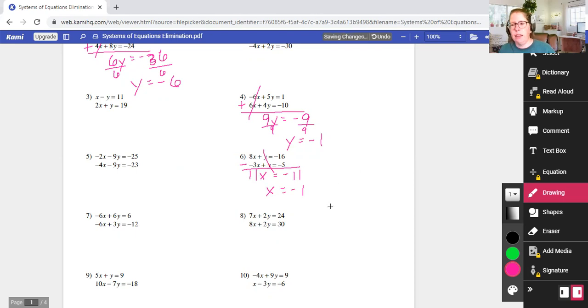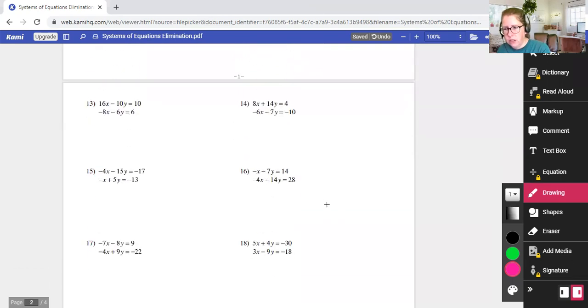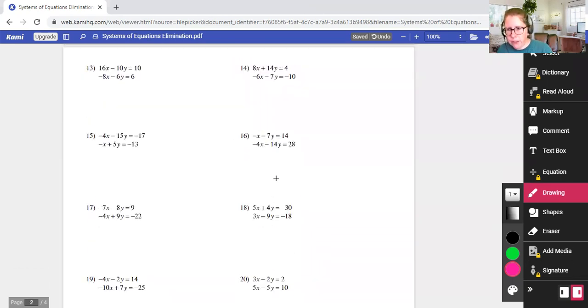Okay. And then as this worksheet goes on, of course, it does get trickier. So sometimes you will have something where just adding or subtracting isn't enough. You're going to have to change the values a little bit. So let's look at, I don't know, let's look at number 16 here. I've got negative x and negative 4x. I've got negative 7y and negative 14y.